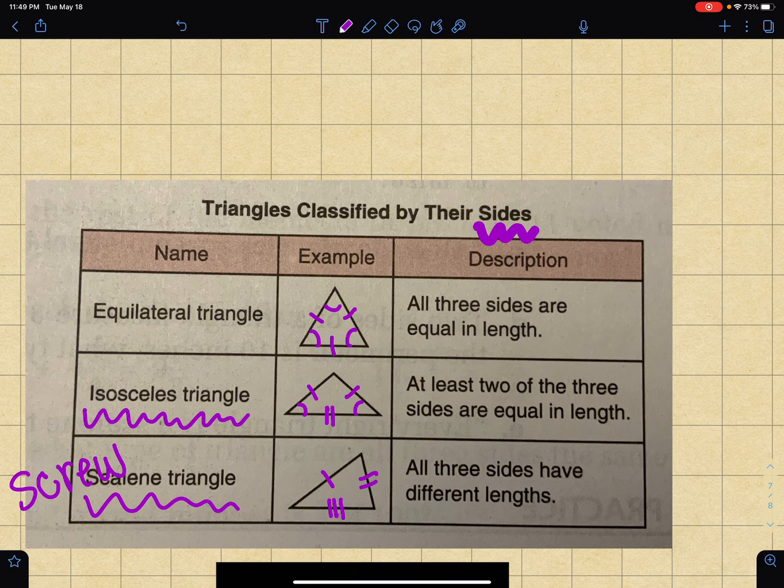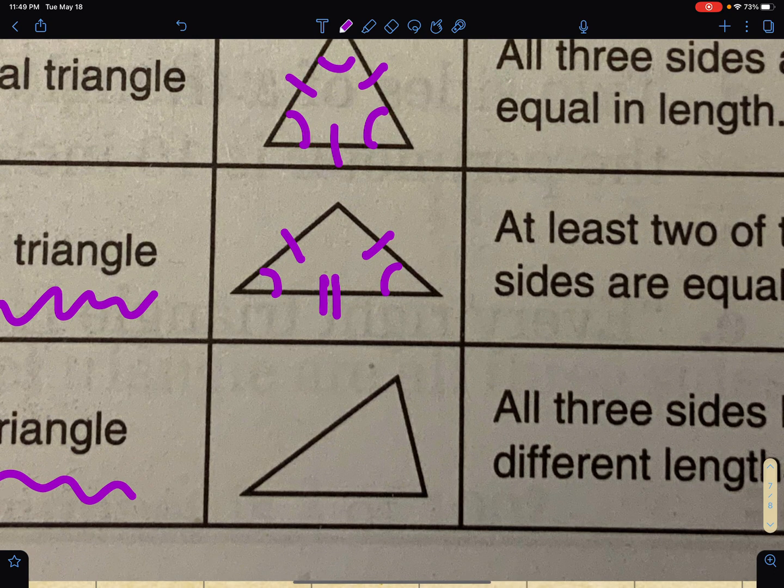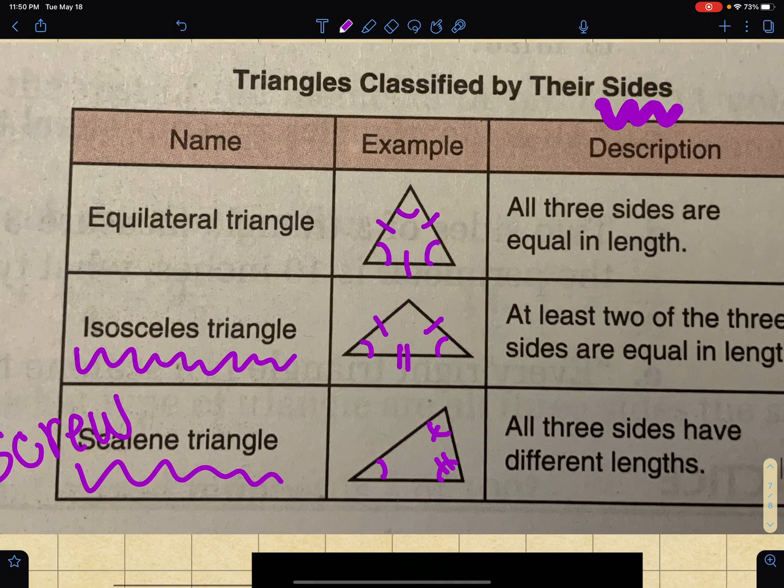3 unequal sides. And guess what else is unequal? All the angles are different. And let's see. I'll show you how you indicate different angles. Let me zoom in. This would be one angle. This would be a different angle. This would be a different angle. They're all different. See? Cool.